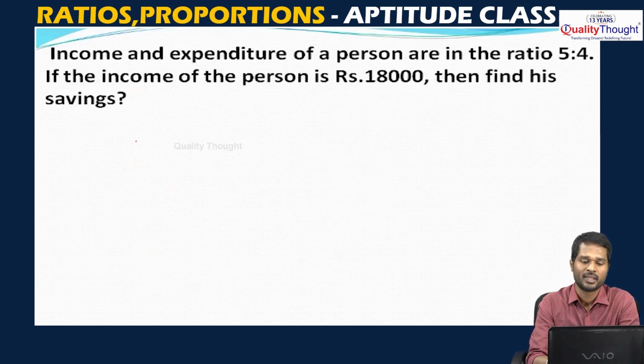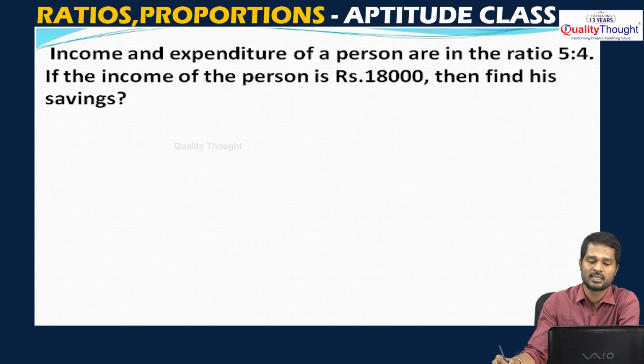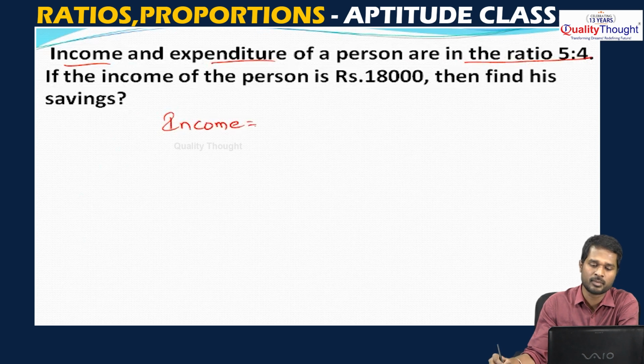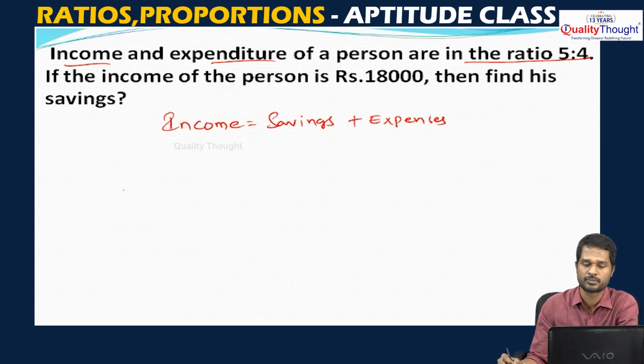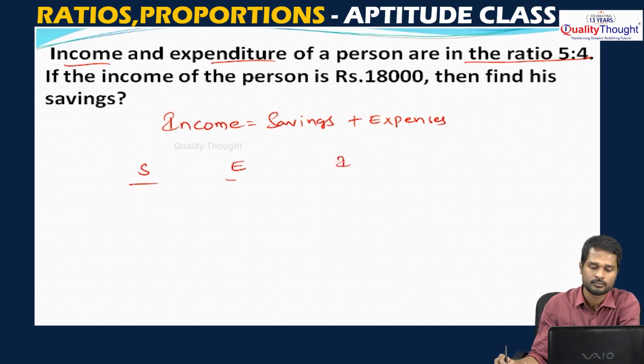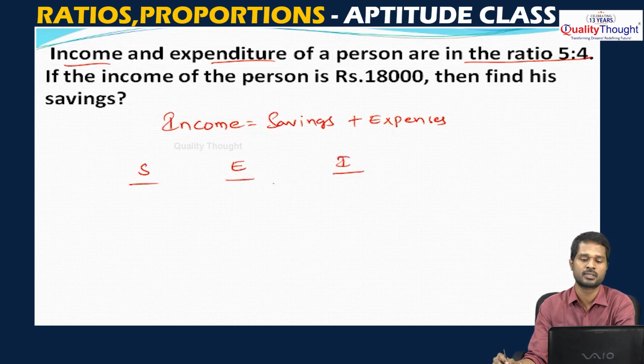See the next question. Income and expenditure of a person are in the ratio 5:4. If the income of the person is 18,000, then find his savings. See, he has given income and expenditure of a person are in the ratio 5:4. We know that income is calculated as savings and expenses. First I'll write savings, expenses and income.